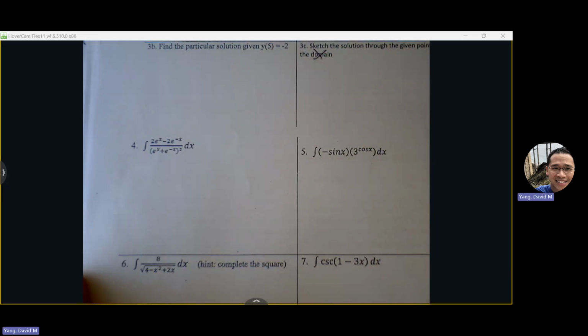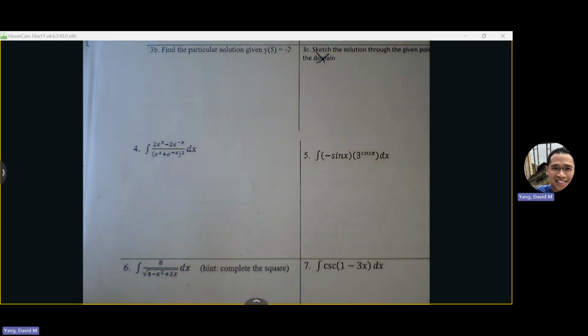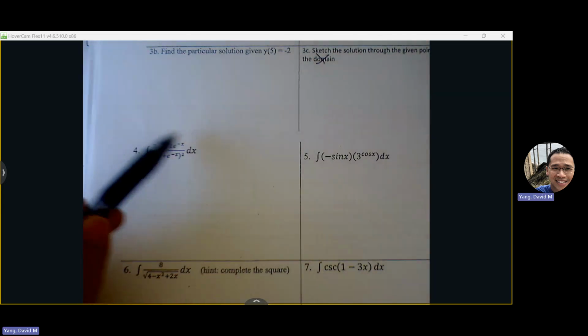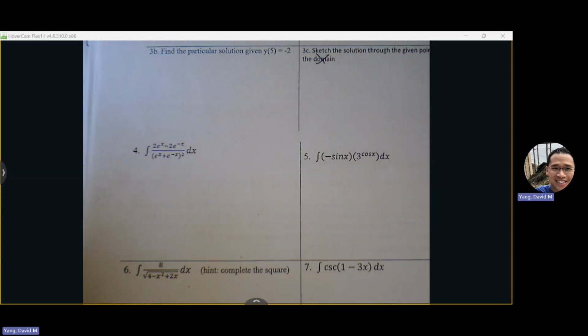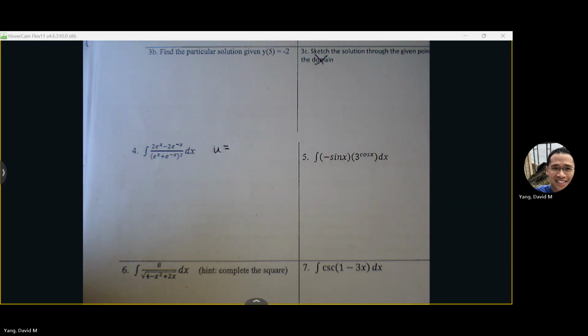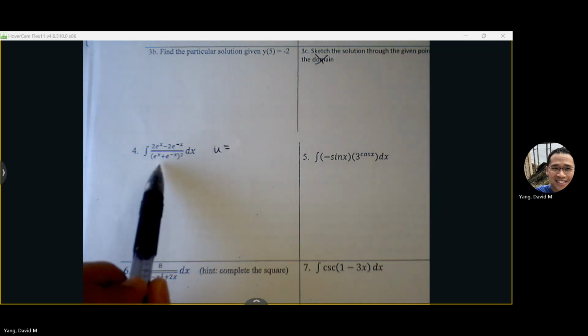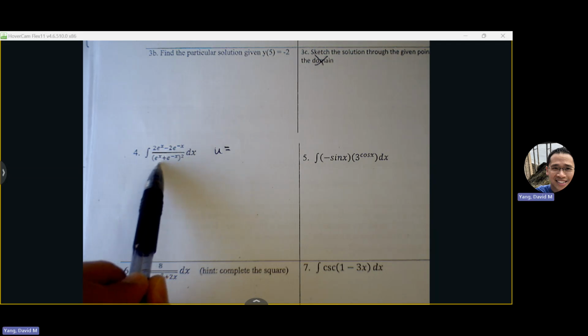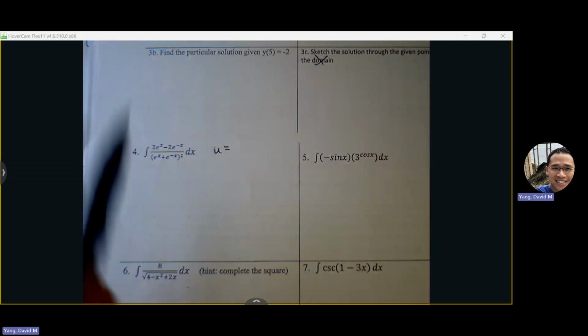Bottom of the page here, these are all u-substitution problems. I just want to talk about the first step because everything else should feel easier to work through. If you look at number 4 here, what do you think your u value could be? Right? You see a set of parentheses? So that's usually a good place for us to look for our u value.